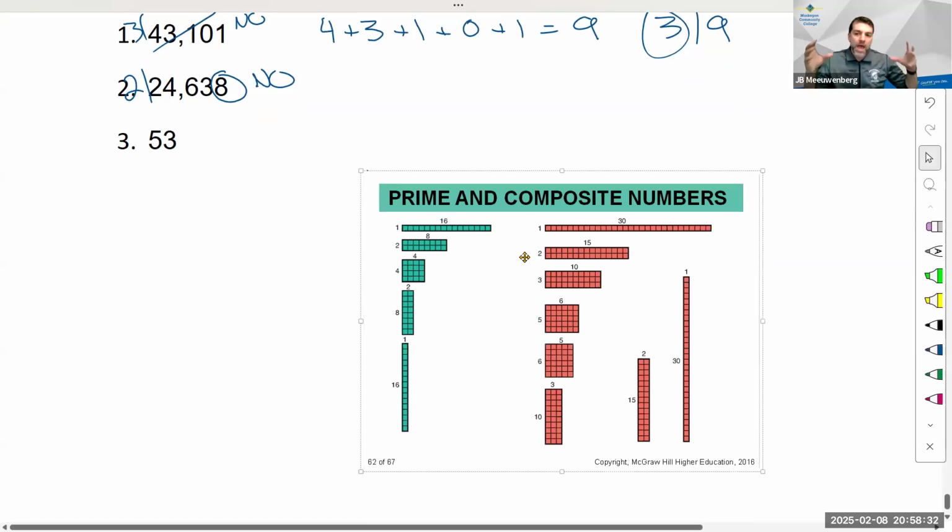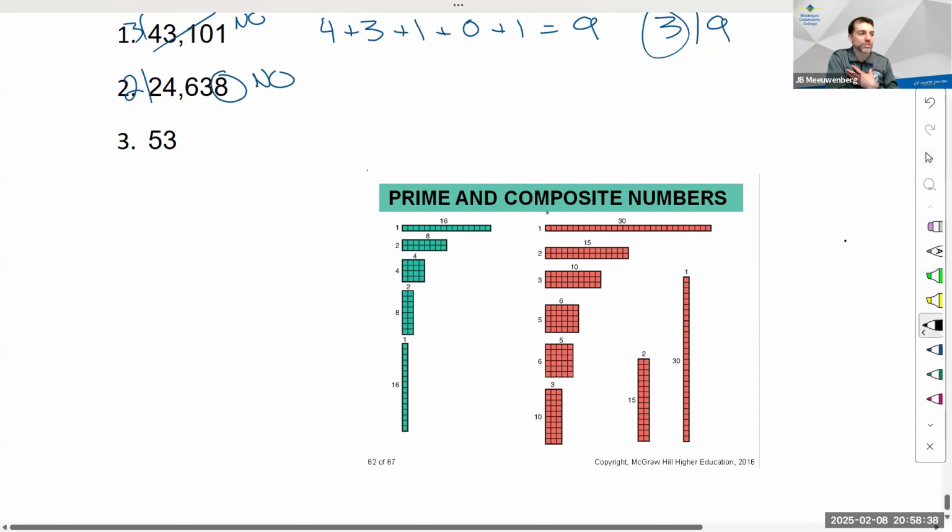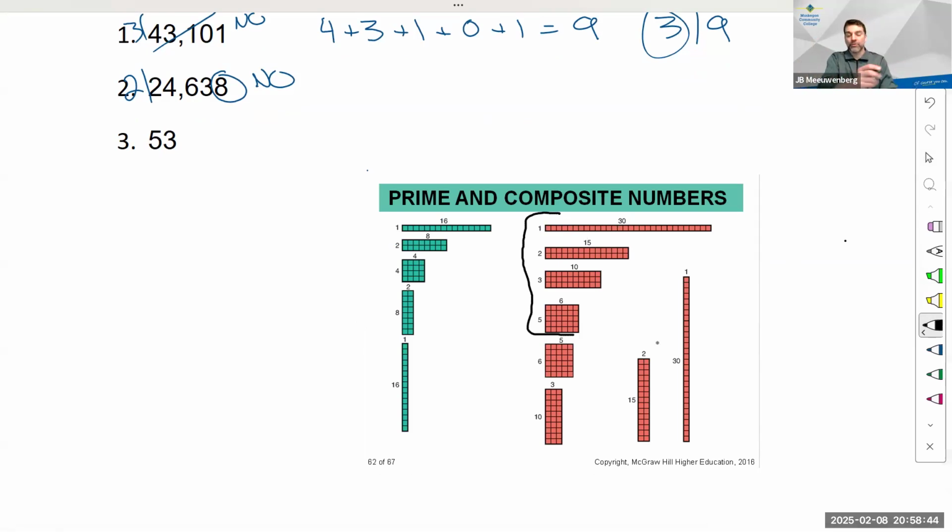Remember these, right? And remember how we talked about once we got to a certain point, we started to duplicate factors. Once we got to here, we had already found all the factors, so we didn't need to go any further. And so there is a way we can do this.